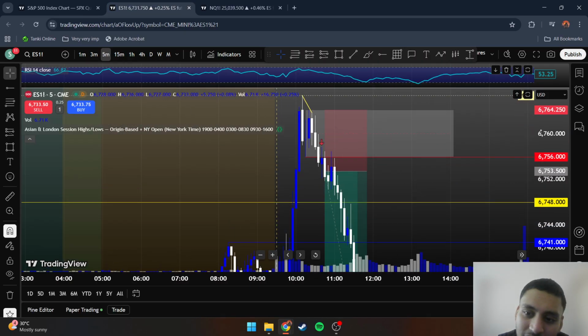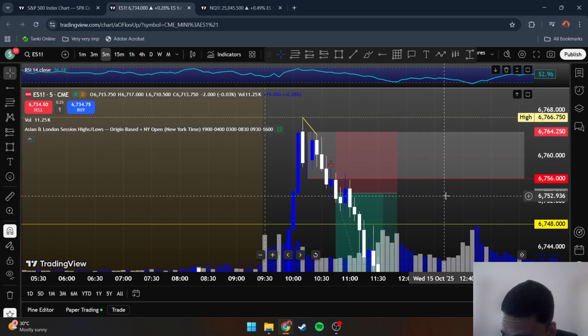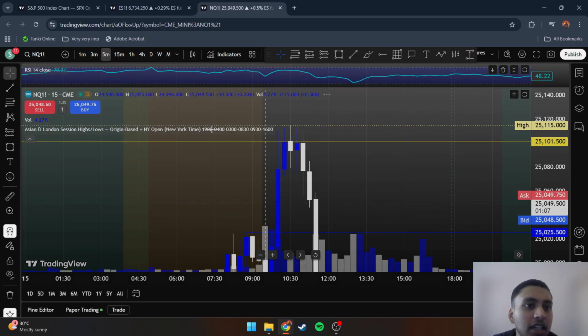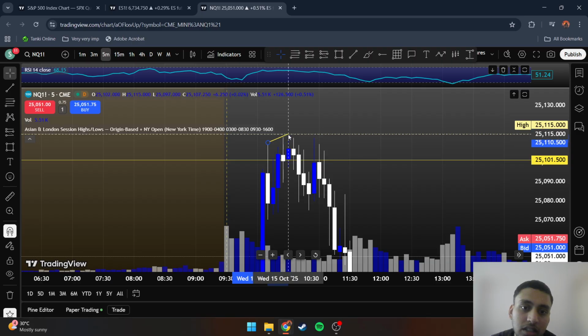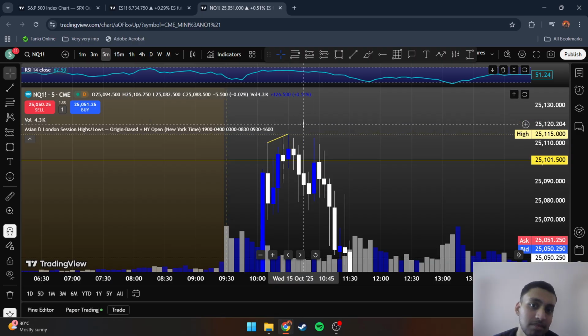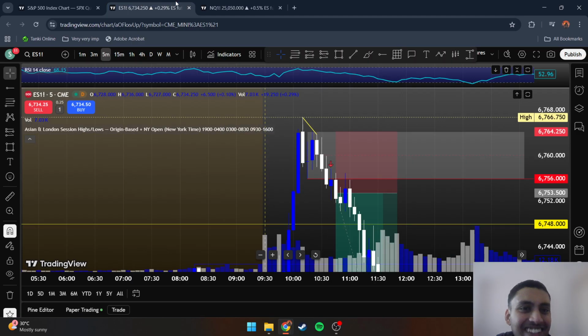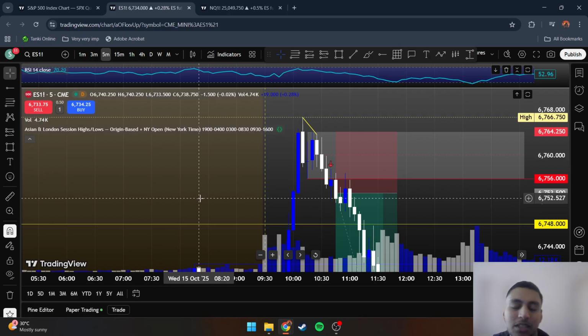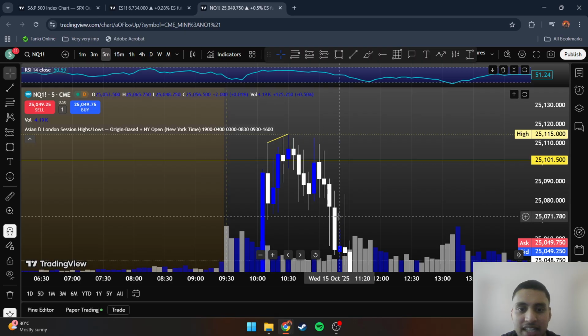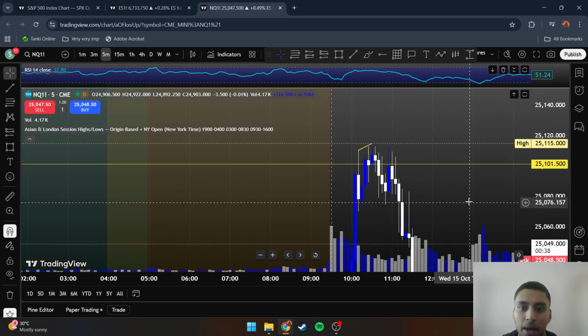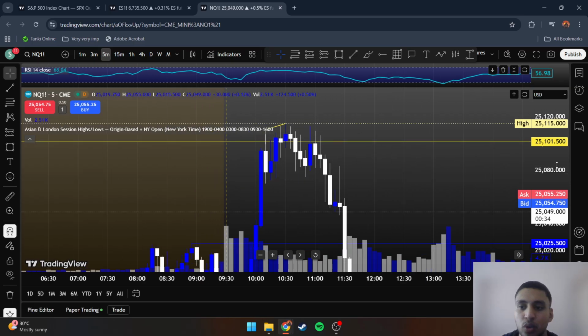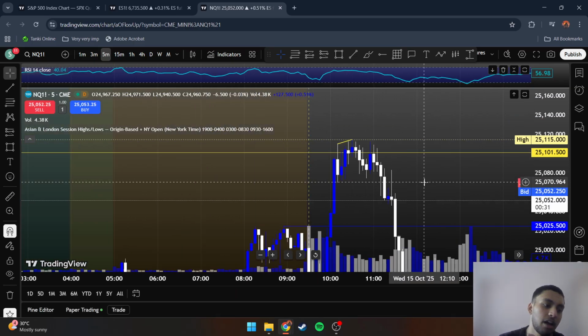This is called the SMT divergence. The S&P 500 is the leading index because it has more volume than the Nasdaq, and Nasdaq was creating higher highs while ES was creating lower highs. That means this is a manipulation by market makers to fill their short orders. Why? Because let's say I am an institution and I want to go short, I have to sell, right?